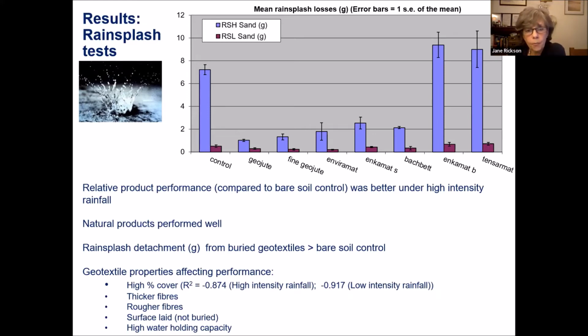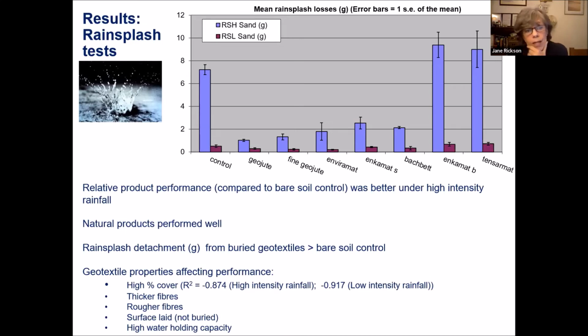The natural products perform very well, as I've mentioned, but this rain splash detachment from the buried geotextiles was greater. And we think that's because by burying the product, you're effectively sieving the soil, you're breaking any soil aggregation up, making that soil within the geotextile very, very prone to rain splash erosion. And that's why we were getting more erosion. Now, hopefully that would be compensated when we come onto the runoff test, where we do get runoff, that runoff will then infiltrate into that loose backfilled material. And I'll come on to runoff tests in a minute.